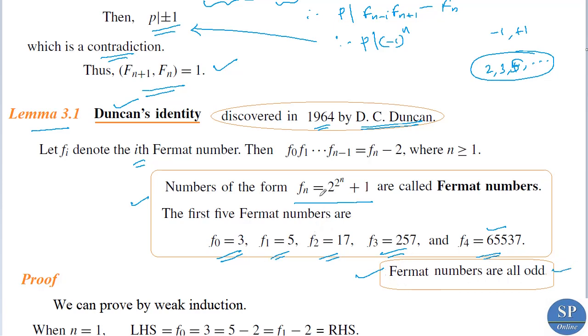Okay, now what is Duncan's identity? Let Fi denote the ith Fermat number. Then the product of these Fermat numbers is F0, F1, etc.